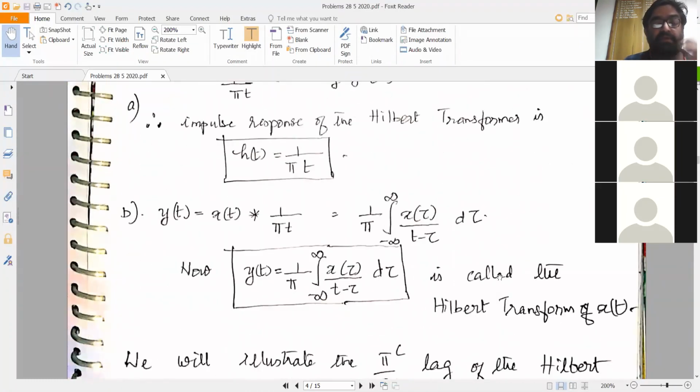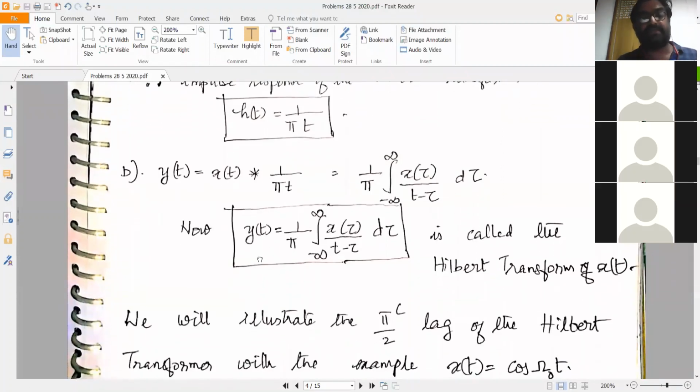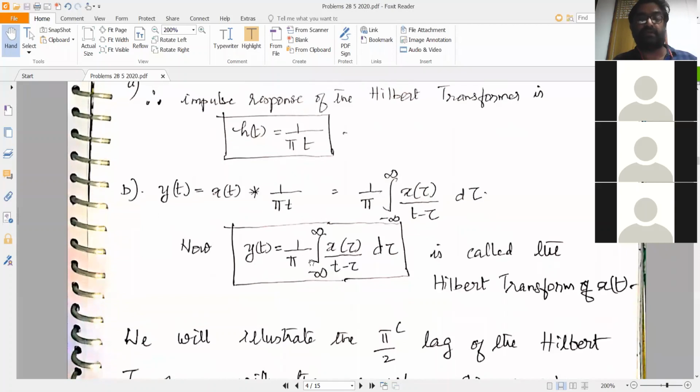Now, when the input is any arbitrary input x of t, the output would be x of t convolved with 1 by pi t, which is equal to 1 by pi integral from minus infinity to plus infinity of x of tau over t minus tau d tau. So this is the convolution expression. I will take 1 by pi outside and write this as 1 by pi integral minus infinity to plus infinity x of tau over t minus tau d tau. So you have this expression for the output: y of t is equal to 1 by pi integral minus infinity to plus infinity x of tau over t minus tau d tau.